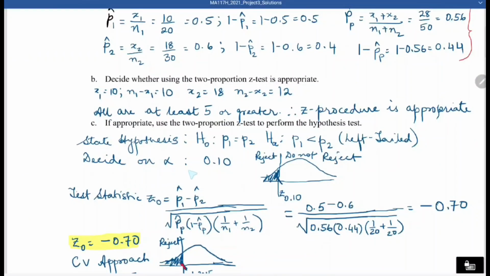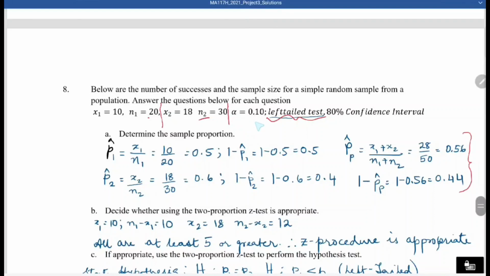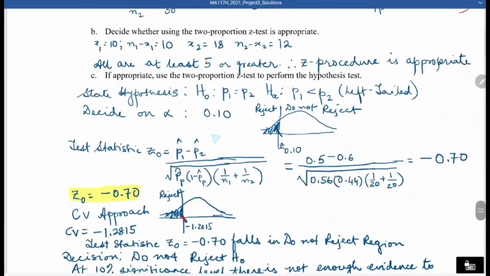Step 2 is to decide on alpha, which is a significance level. And what is the significance level? Alpha is 0.10. All right, so that's what we are using here. I've drawn a sketch. The reject region will be to the left based on the fact that it's a left tail test. Do not reject region on the right.